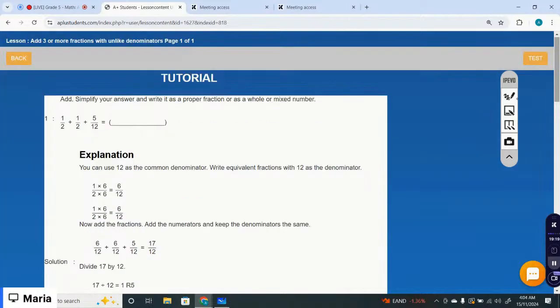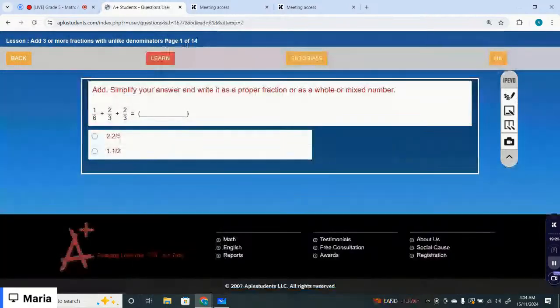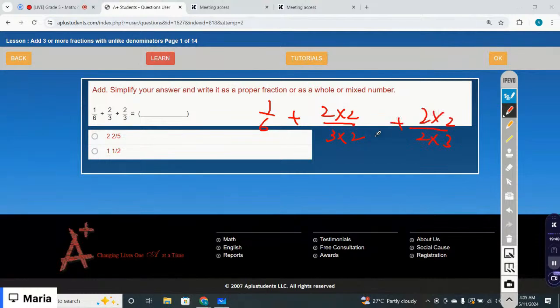Let's start with the test questions. 1 by 6 plus 2 by 3 plus 2 by 3. You always make the smaller denominator equal to the greater one. The smaller one here is 3. So 3 times 2 makes 6. So you have to multiply them by 2. You have to do 2 by 2 divided by 3 times 2 plus 2 times 2 divided by 2 times 3, right?